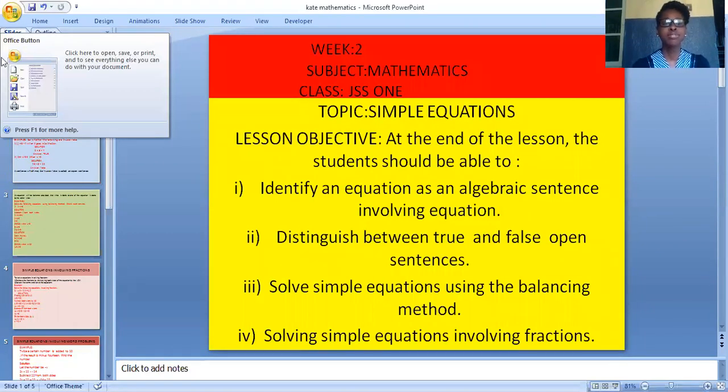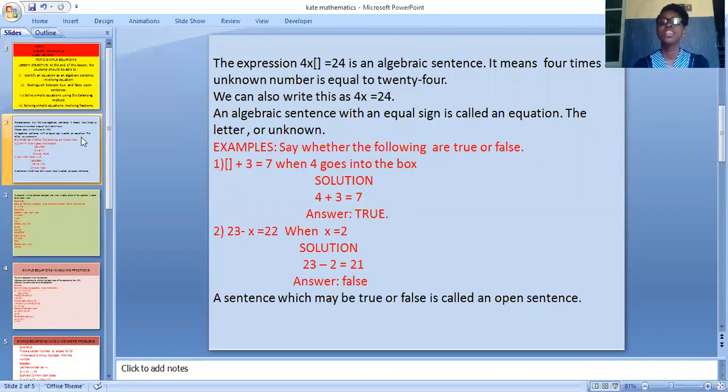From there, you are able to identify a simple equation. The expression 4x equals 24 is an algebraic sentence. It means 4 times the unknown equals 24. You can also use your own. For example, the expression 3x equals 9 is an algebraic sentence, which means 3 times the unknown equals 9. An algebraic sentence with an equal sign is called an equation.